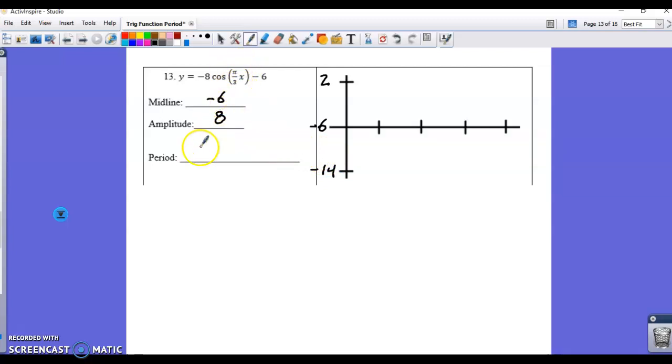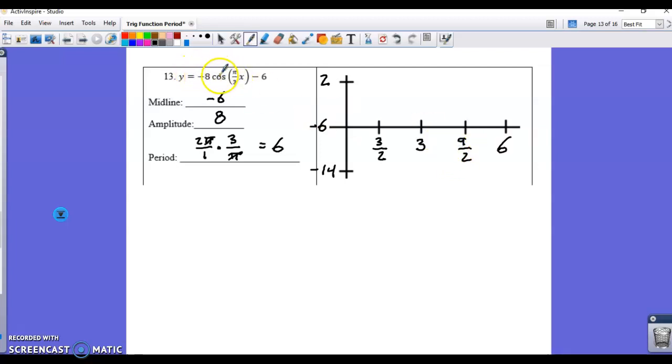Pi over 3, again, you can do that since it's a fraction, 2 pi over 1 times the reciprocal, which would be 3 over pi. And again, those pi's will cancel. 2 times 3 is 6. So it's going to be 6. And half of 6 is 3. And half of 3 is 3 over 2. So again, count by threes. 3 over 2, 6 over 2, 9 over 2.